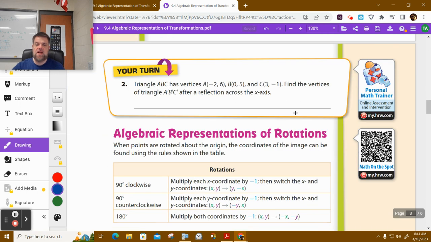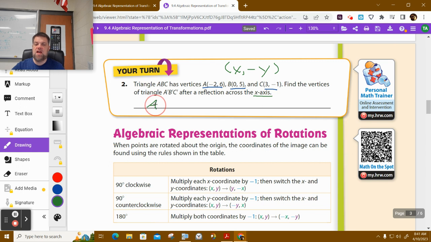So let's try to do one on our own for problem number 2. It says that the triangle has the vertices of A, B, C. I'm not going to say those out loud. But then it says find the vertices of A prime, B prime, C prime as it is reflected. Uh-oh, we're going to change this up across the x-axis. So now what does that mean? Well, when we reflect it across the x-axis, the x values stay the same, but what changes? The y's. We just take the negative of the y.